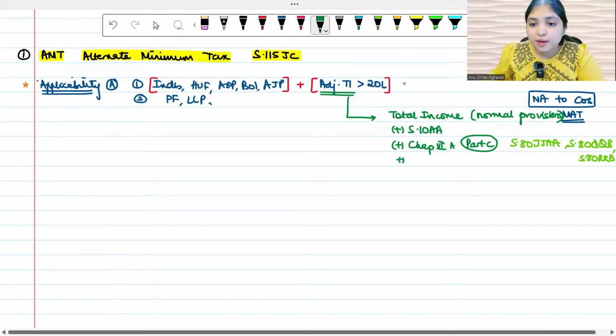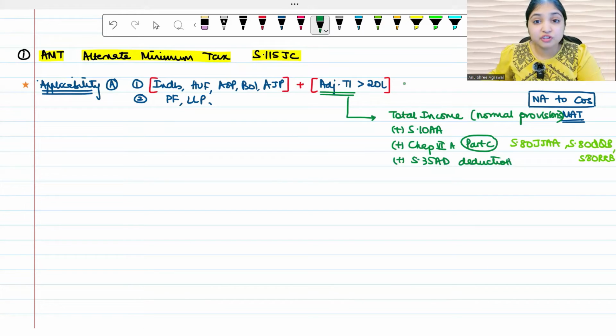Number three, you will add back Section 35AD deduction. You know what is 35AD deduction, right? The deduction which we generally give to assessees who are carrying on specified businesses.